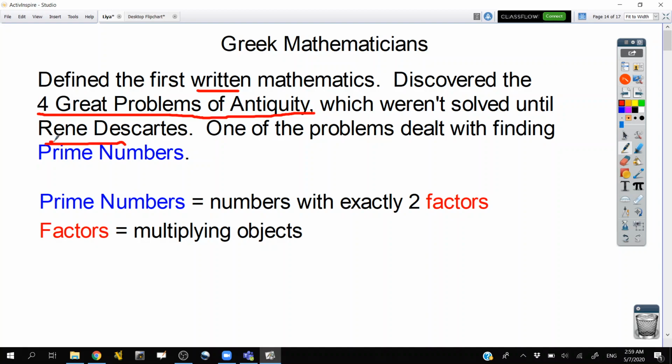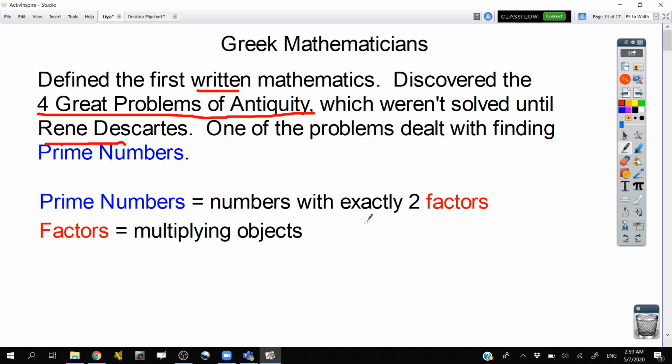So René Descartes, you've probably heard, "I think, therefore I am," is René Descartes, but he actually did a lot of really astounding mathematics. And one of the things he did is solve the 4 great problems of antiquity. One of them dealt with finding prime numbers. So we need to talk about prime numbers quickly. I would expect you already know these, but if you don't, then we'll do it now.